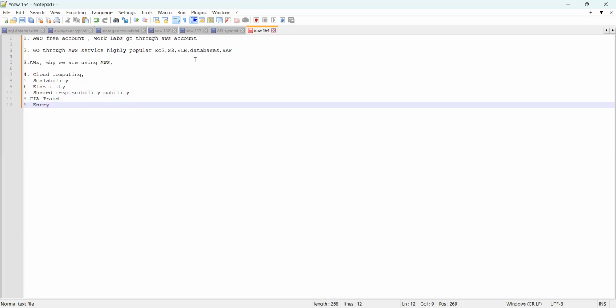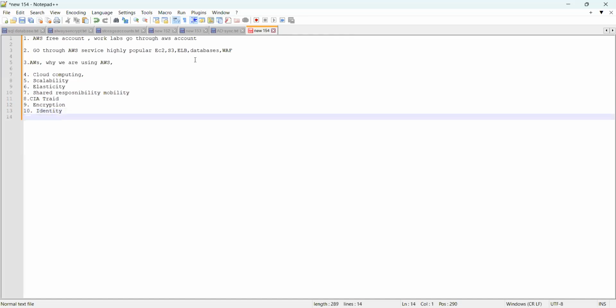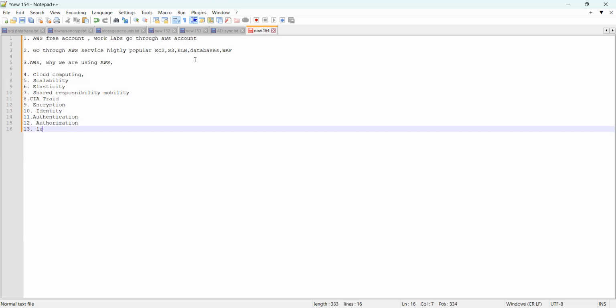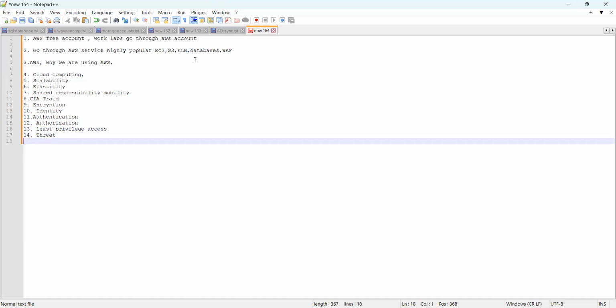What is encryption? Because when I start using all these words, they shouldn't be new for you, and that's the reason I'm talking about them. What is identity? What is authentication? What is authorization? What is least privilege access? Forgive me about spellings. What is a threat? What is an exploit? These are all keywords.